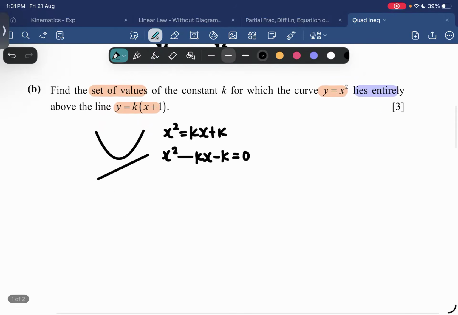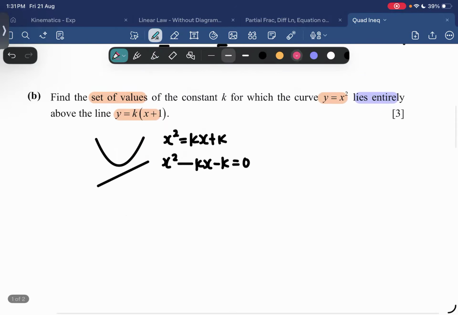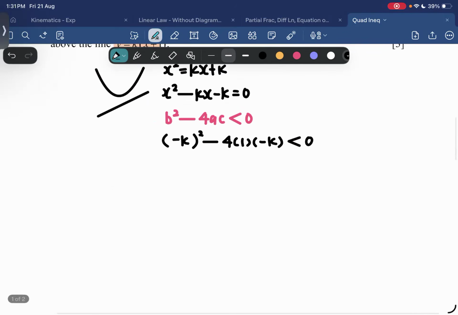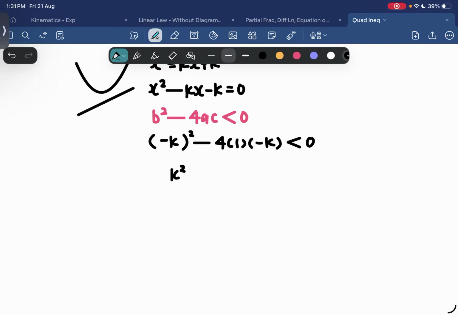Alright, and because they don't meet at all, your discriminant comes into play. So discriminant will be less than 0. So careful when you do this. This is b squared, so minus k squared minus 4ac less than 0. Okay, so what we have here is k squared plus 4k less than 0. So how do you solve this?